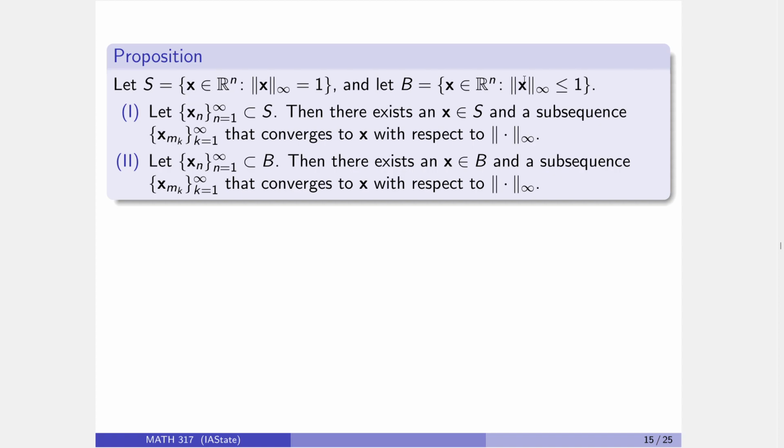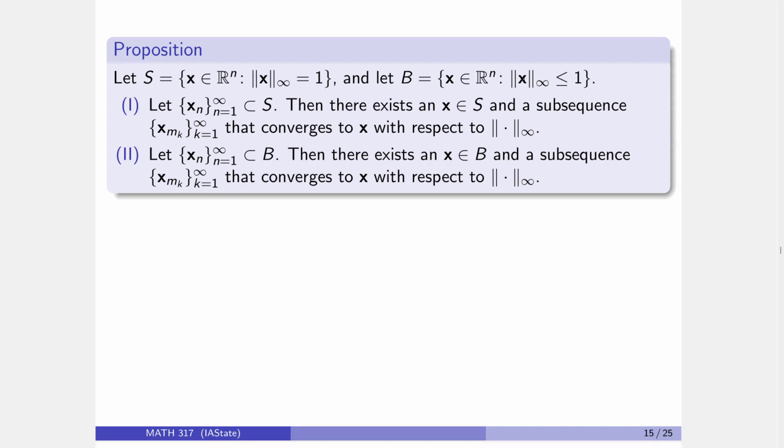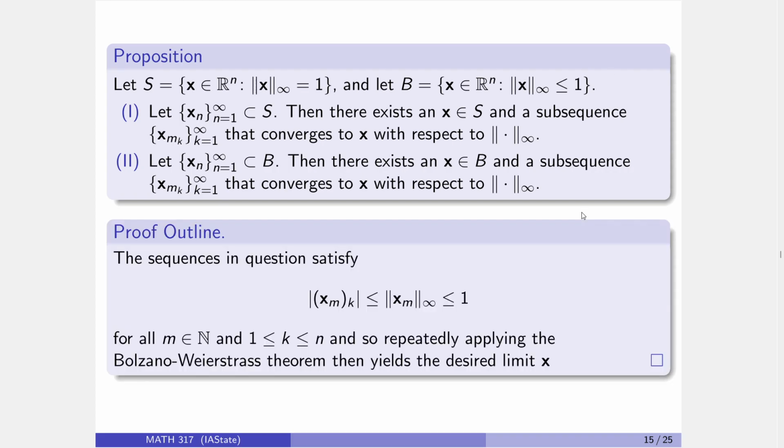Alright, so these sets have a Bolzano-Weierstrass property, meaning that any sequence that is contained in these has a convergent subsequence. And that limit lives in the sets. A very powerful fact.